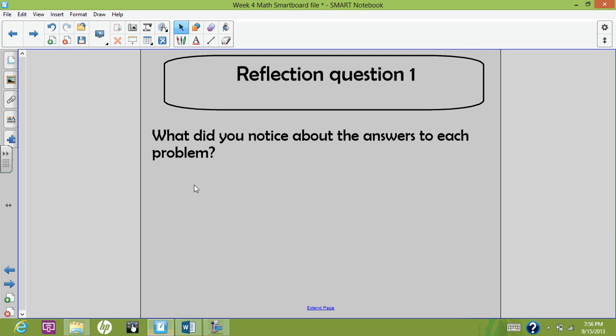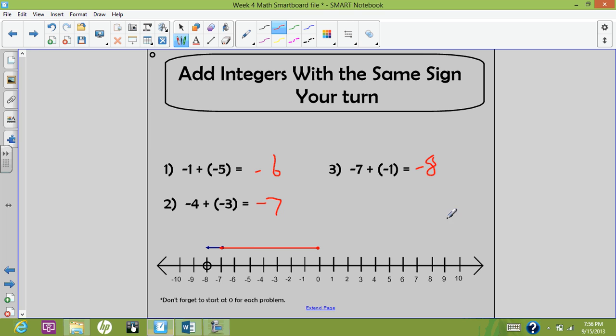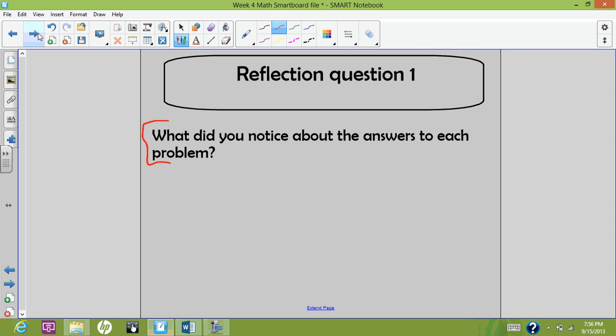What I'd like you to do now is still on this same page. I want you to write this reflection question. What did you notice about the answers to each problem? And then I want you to go through these different example problems that you worked on and find patterns. Notice common things between the different answers, the problems, the answers, as many similarities or patterns that you can notice about those problems. What do you see? Pause the video at this point to write that, and then we will move on when you have a good reflection. We're looking for 2 to 3 sentences here, folks.